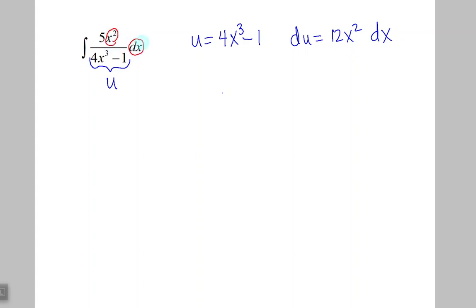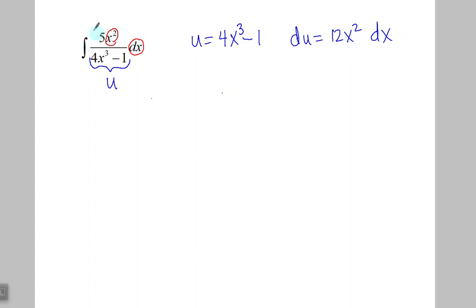So usually, if it's not obvious what the inside function is, we'll think of picking the part that, when we take its derivative, would be present elsewhere. So let's call the denominator the u, and off to the side we'll write that u equals 4x cubed minus 1. Taking the derivative, we get 12x squared dx. I do have the x squared and the dx, but I don't have the 12.